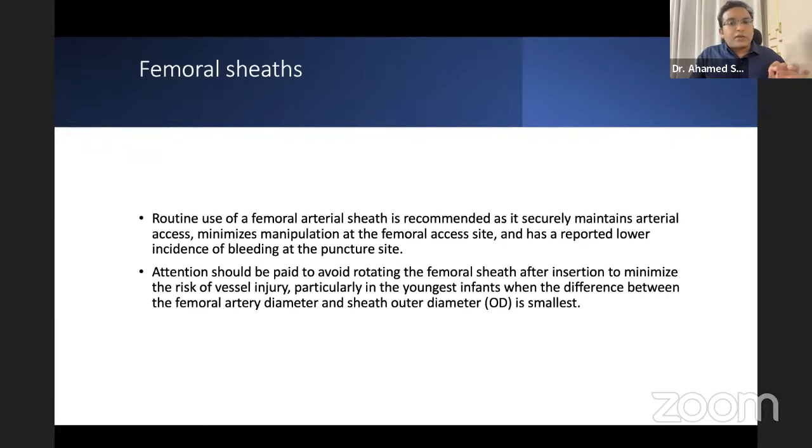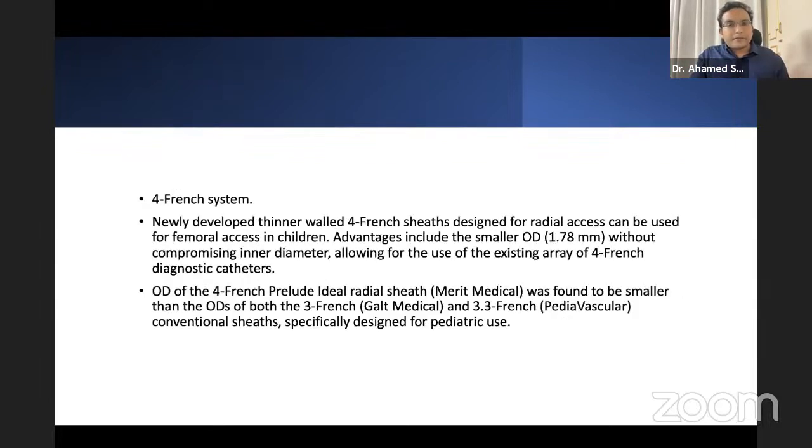Routine use of a femoral sheath is recommended as it securely maintains the arterial access, minimizes the manipulation at the femoral site, and has a low incidence of bleeding. Attention should be paid to avoid rotating the femoral sheath after insertion to minimize the risk of injury. While inserting the needle, we have to go as horizontal to the surface as possible rather than vertically, because it is harmful for the child and the patient may end up with dissection.